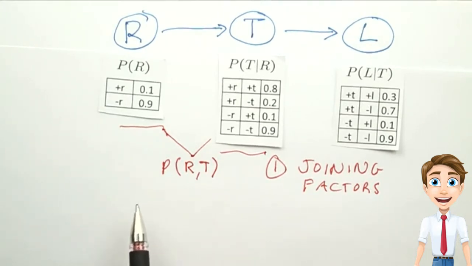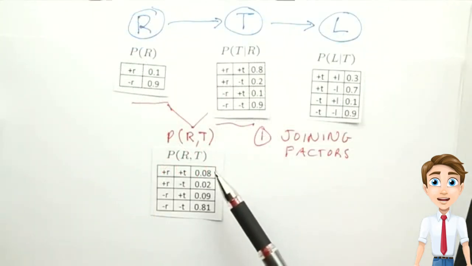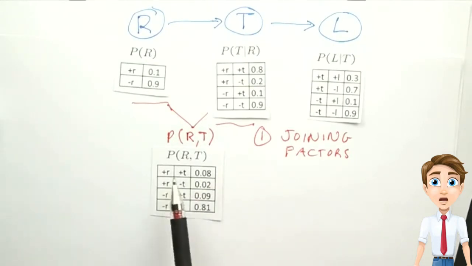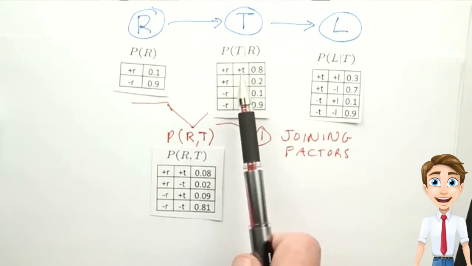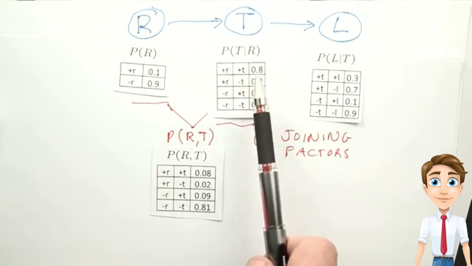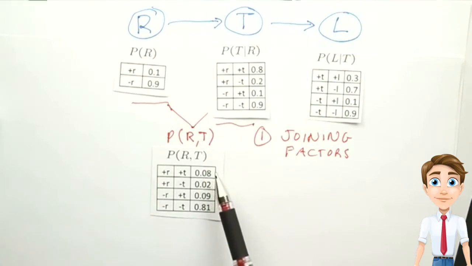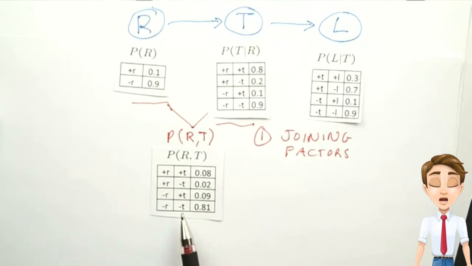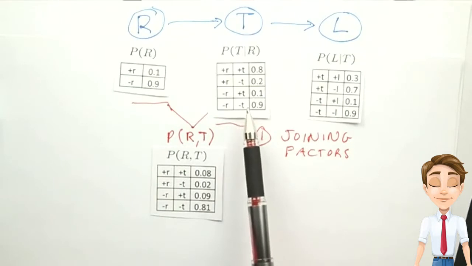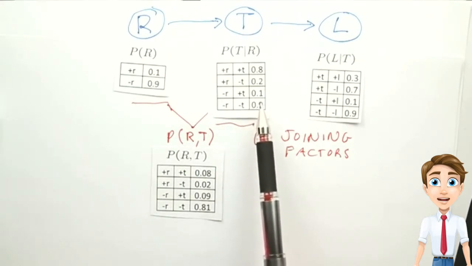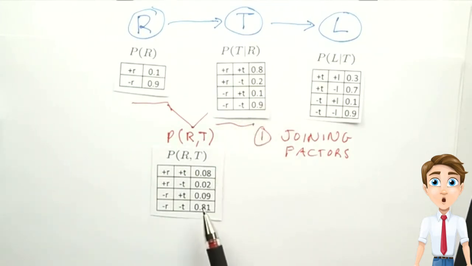Now, we'll draw out that table. In each case, we just look up in the corresponding table, figure out the numbers, and multiply them together. For example, in this row, we have a positive R and a positive T. So the positive R is 0.1, and the entry for positive R and positive T is 0.8. So multiply them together, and you get 0.08. Go all the way down. For example, in the last row, we have a negative R and a negative T. Negative R is 0.9. The entry for negative R and negative T is also 0.9. Multiply those together, and you get 0.81.